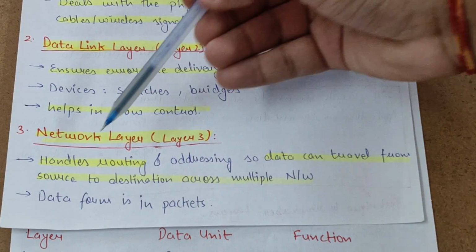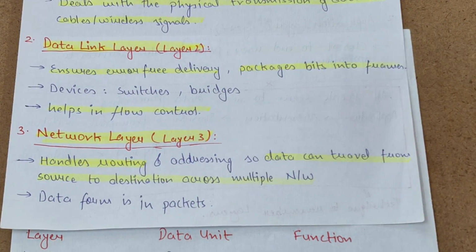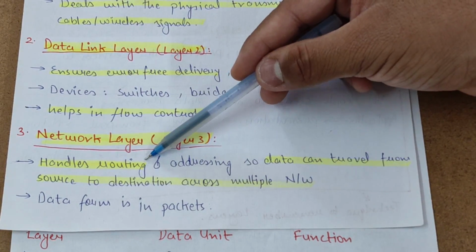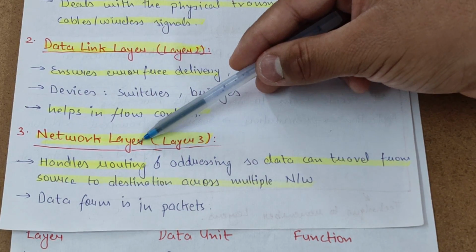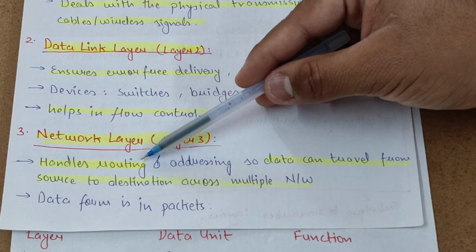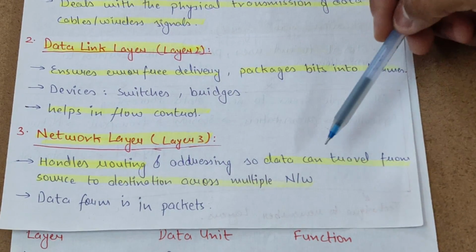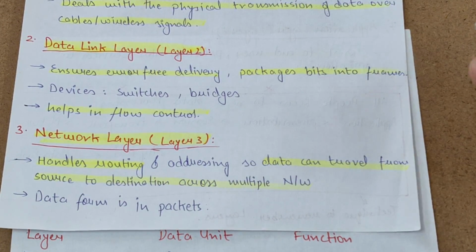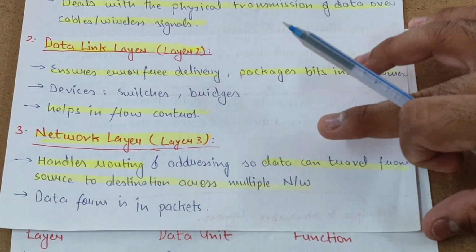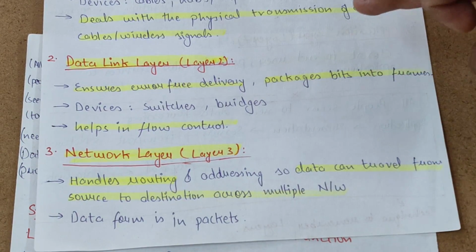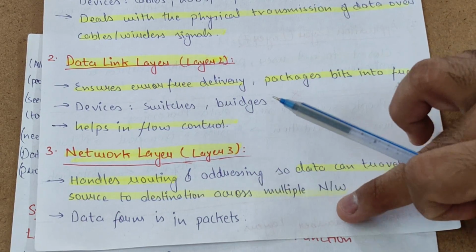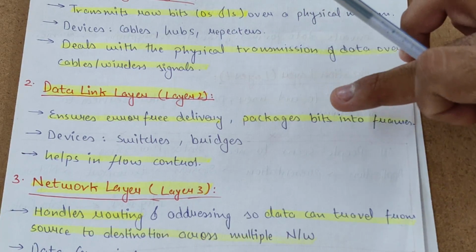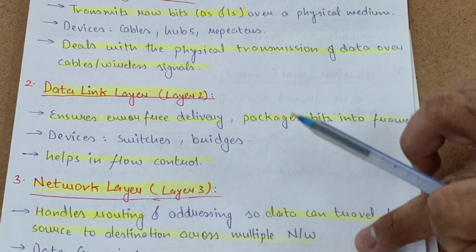Okay, so the network layer's use here is that it tells the data where to go, and it routes the path for the data to reach the given destination. So data can travel from source to destination across multiple networks. Simple as that. And the data here is in the form of packets. So it has traveled from bits to frames, and frames to packets.